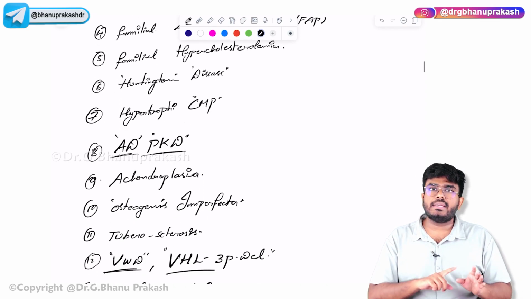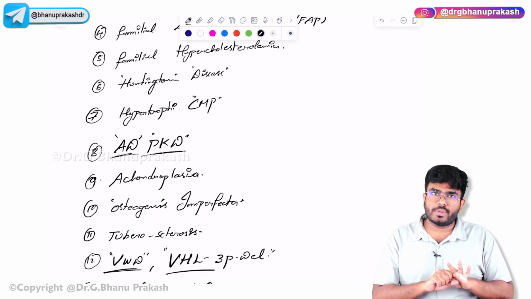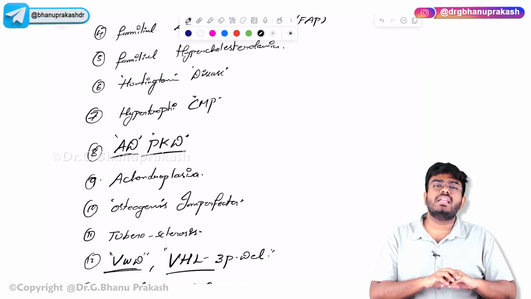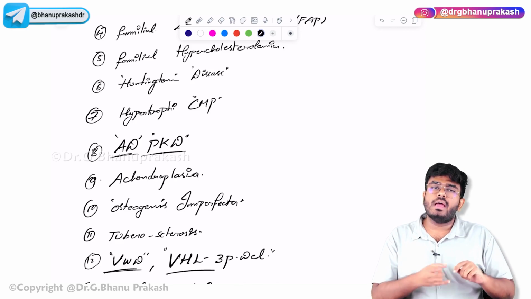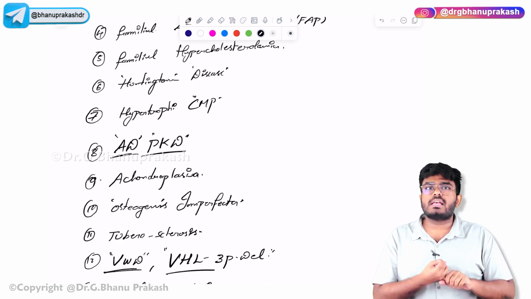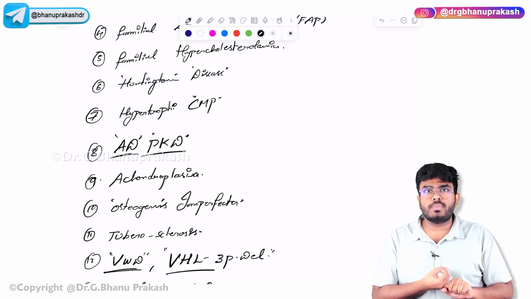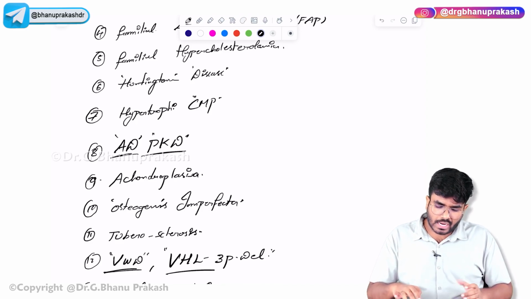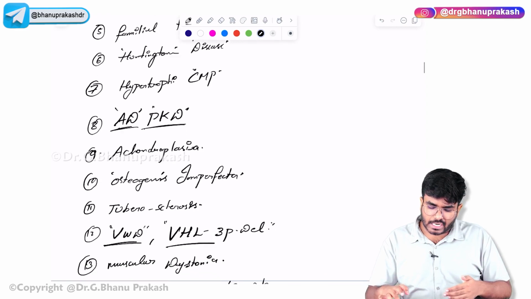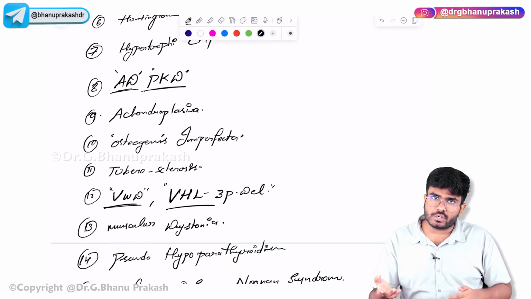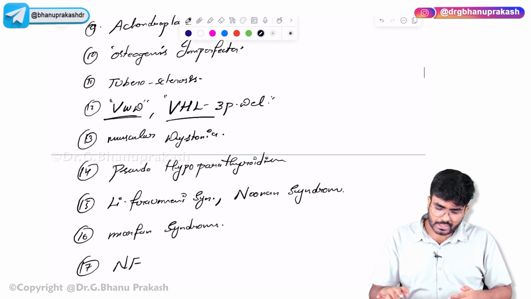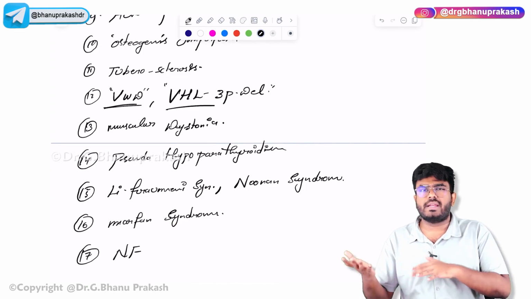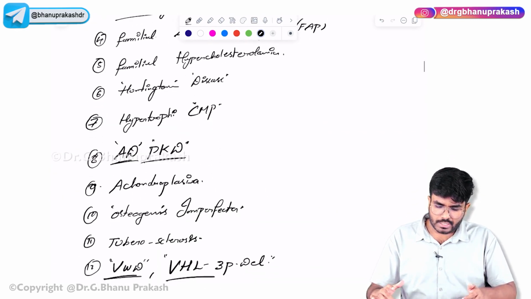After that, Huntington disease, hypertrophic cardiomyopathy, von Willebrand's disease, von Hippel-Lindau syndrome, muscular dystonia, Li-Fraumeni syndrome, as well as Noonan syndrome, Marfan syndrome, neurofibromatosis. Okay, autosomal dominant polycystic kidney disease, achondroplasia, osteogenesis imperfecta, tuberous sclerosis, pseudo hypoparathyroidism, all these are coming under autosomal dominant diseases.